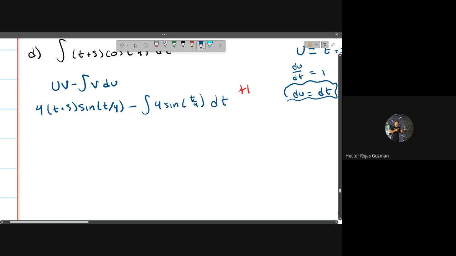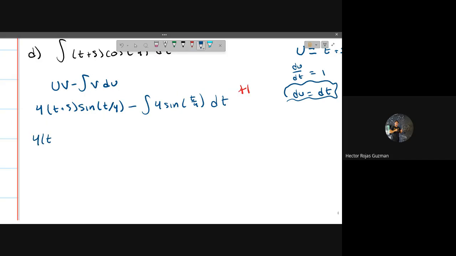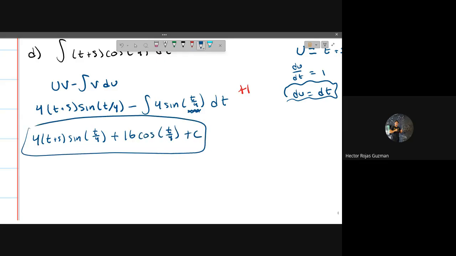Okay, just finish integrating. So we've got (4t plus 5) times sine of t over 4 minus, what's the antiderivative of sine? And what's going to happen with this u inside? Times 4, so 16 cosine of t over 4. Don't forget your constant right there. It'd be a shame to lose the last point because you forget the plus C. 9 points.